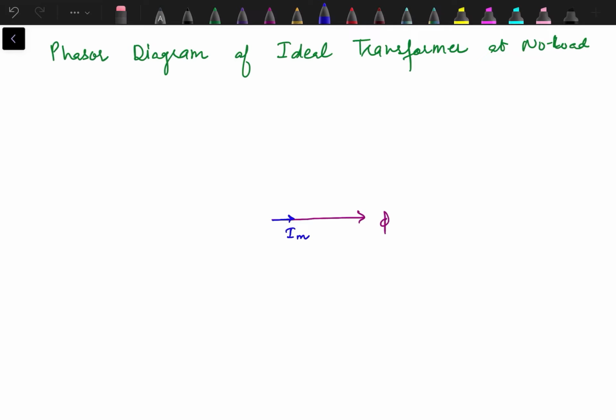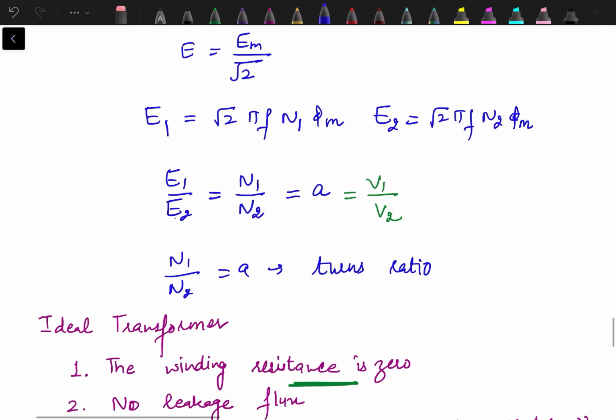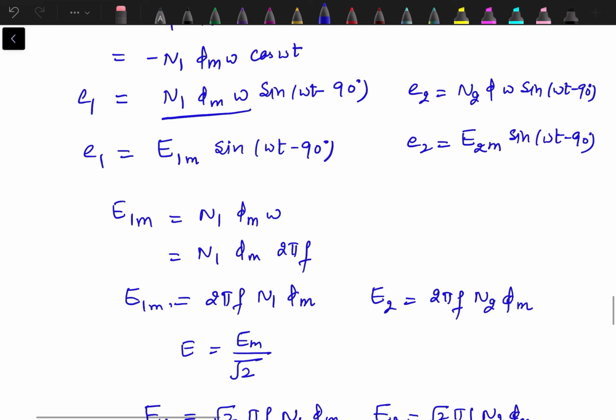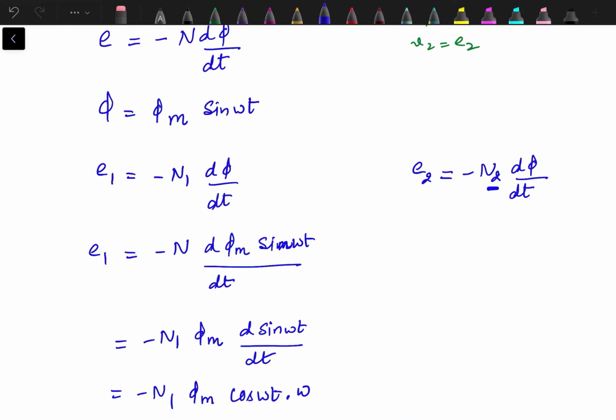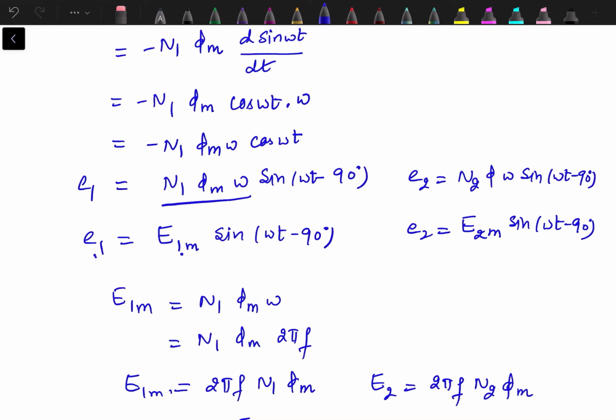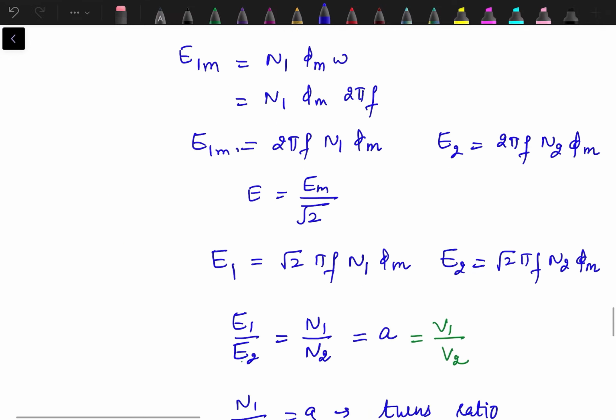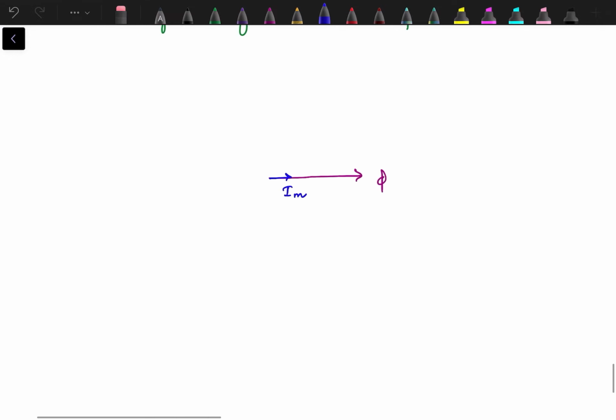Then we have induced EMF in the primary as well as secondary. So in the EMF equation, what we have seen is that E1 is equal to Em sine omega t minus 90, while flux was phi m sine omega t. So whether it's an induced EMF in primary or in secondary, both are lagging behind the flux by 90 degrees. E1 and E2 both are lagging behind the flux by 90 degrees.